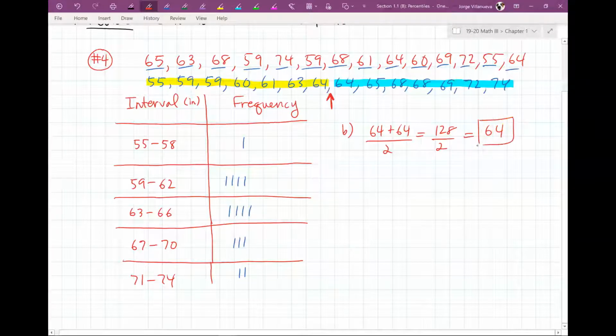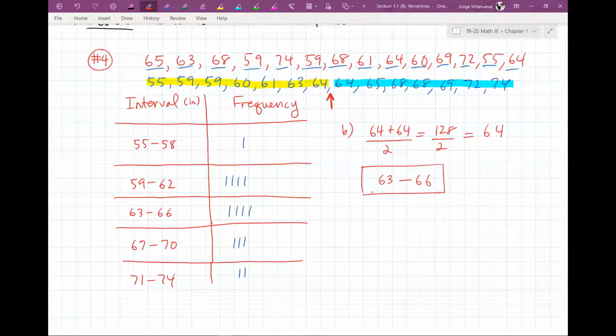So there's your answer for part B. So actually, I'm sorry. That's not the answer for part B. That's my median. So it's saying what interval contains the median? So that would be 63 to 66. That's the interval. Okay? 63 to 66. That's where you're going to find 64.